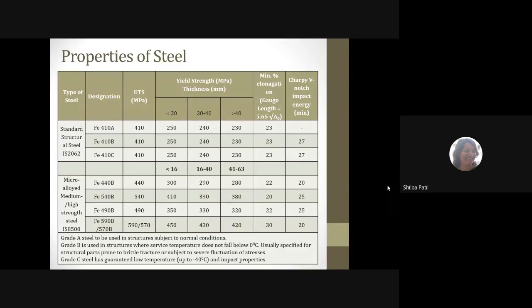So these are the properties you can see here in this table. There are two compartments in the table. The top three rows represent the standard structural steel, the properties of steel conforming to IS 2062. And in the second part, you can see the microalloyed medium or high strength steel conforming to IS 8500. So for construction of a steel structure, we have to use a steel conforming to IS 2062. So these are the properties given.